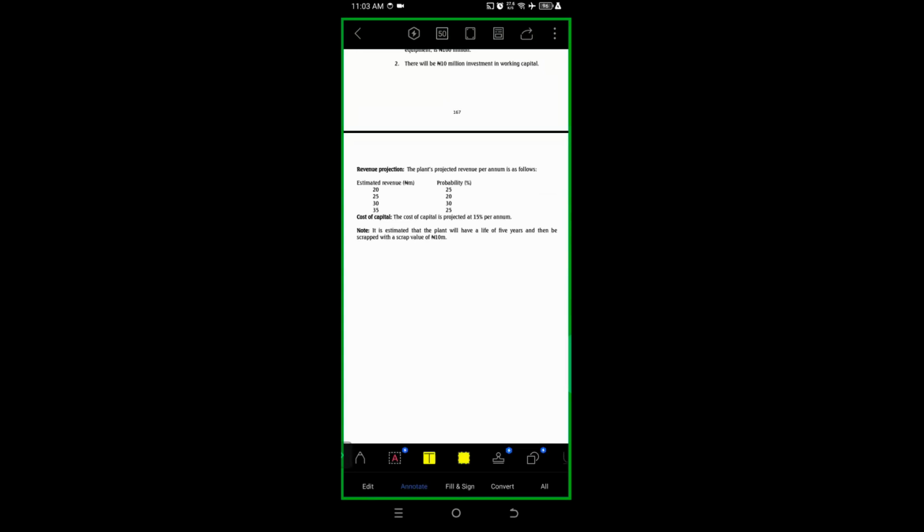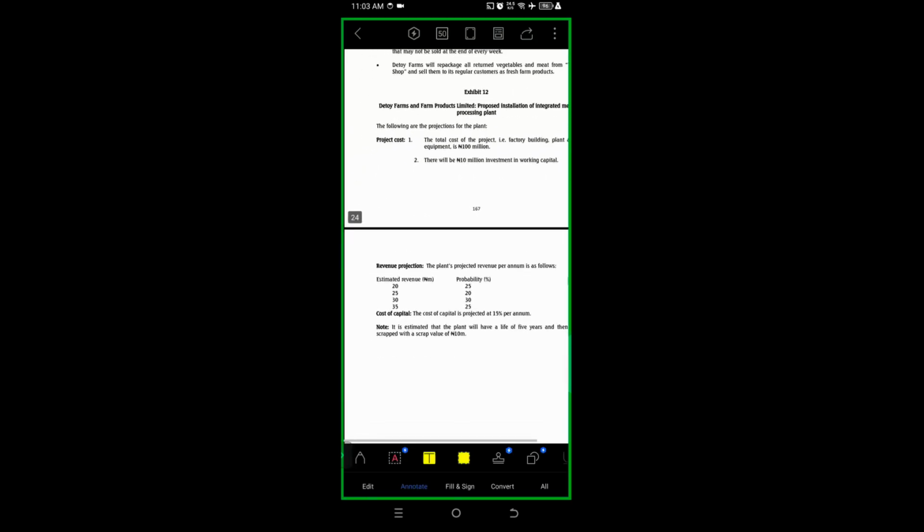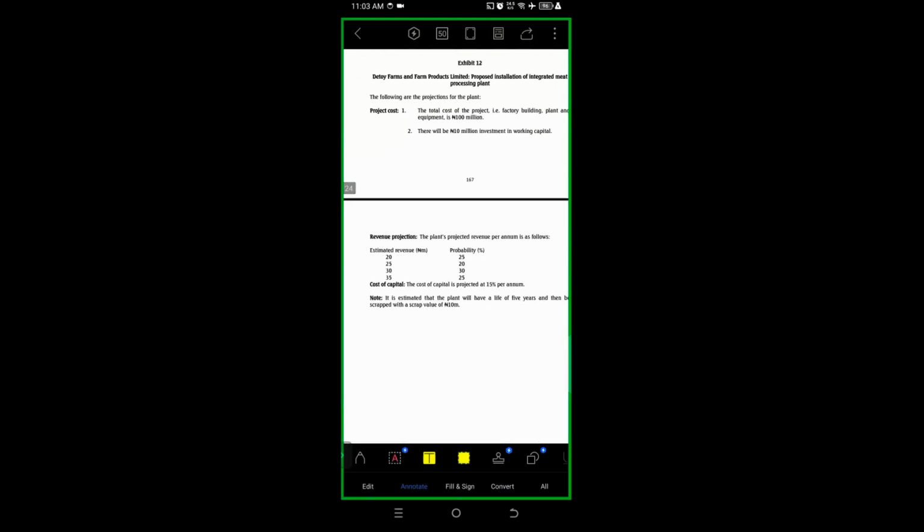We're also given revenue projections, so we're given estimated revenue as well as probability, and the cost of capital is 15%. They said it is estimated that the plant will have 5 years useful life and a scrap value of 10 million naira. So this is the data for the meat processing plant. That means the best method of appraisal would be the net present value method, because it takes into account the time value of money.